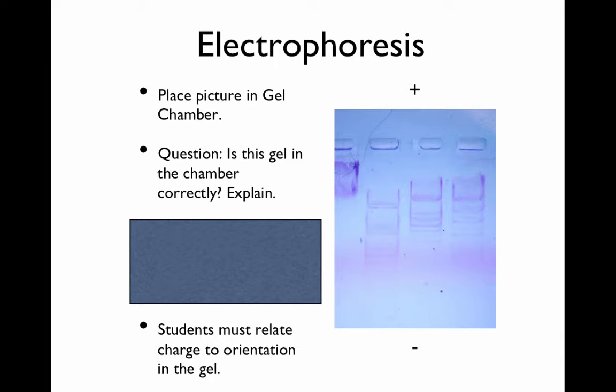To assess an electrophoresis lab, simulate a gel on paper and put it in one of your gel chambers. Then ask the question, is this gel in the chamber correctly? Look to the right. The positive and negative ends where the power supply is connected are indicated. Pause the video and answer this yourself. Then advance the video to reveal the answer.